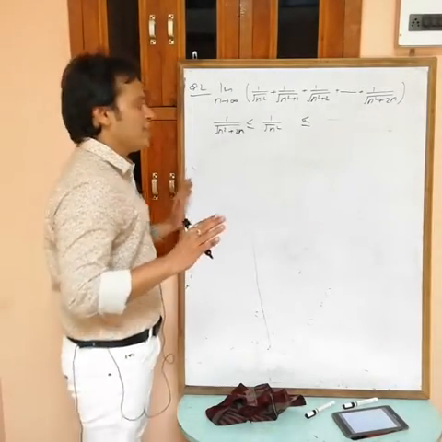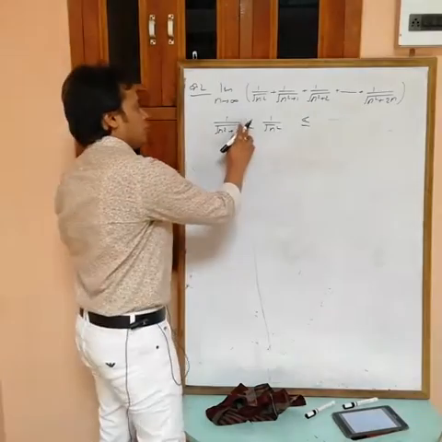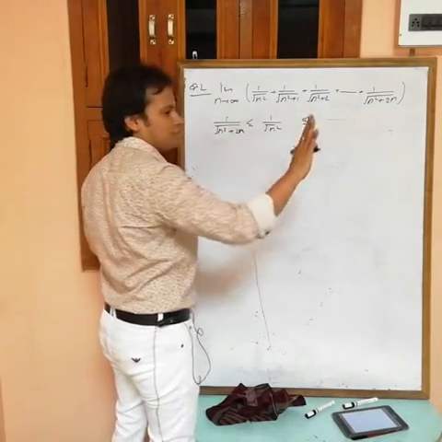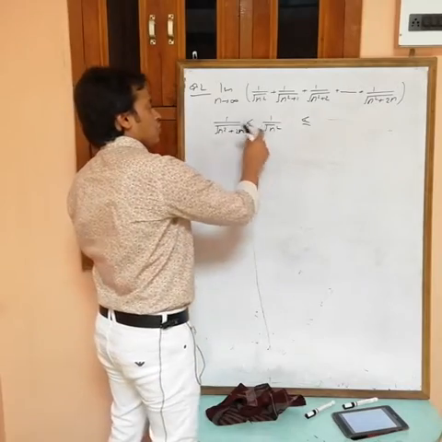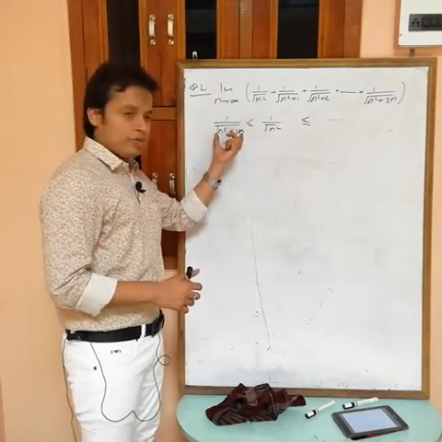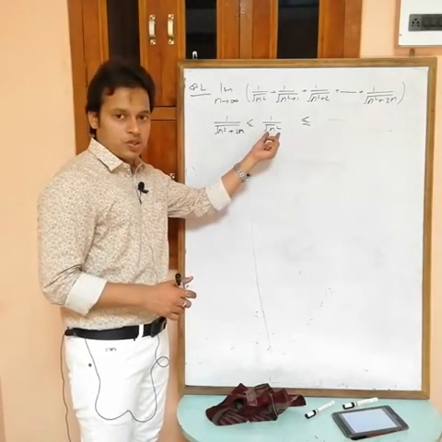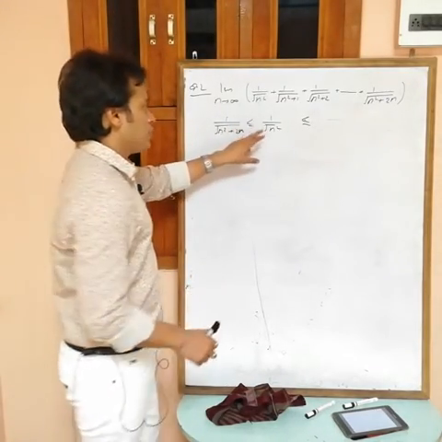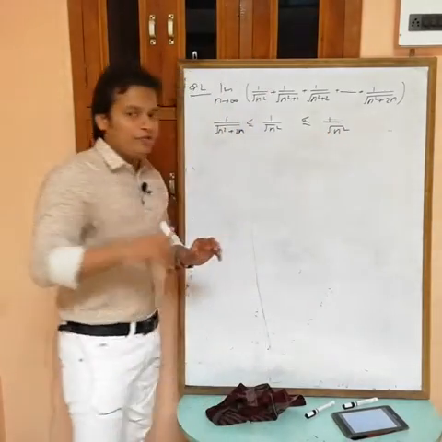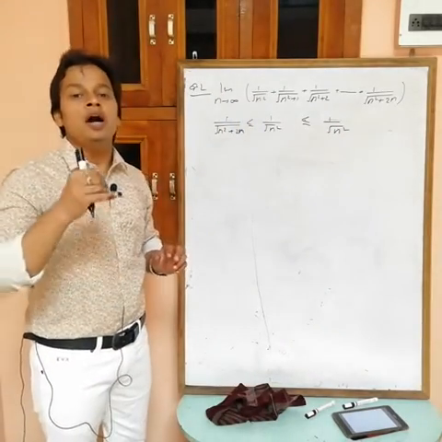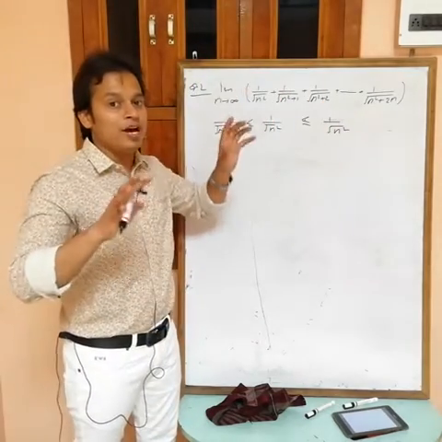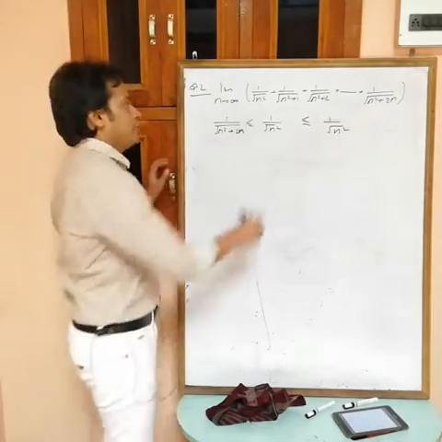There is no exact value, always a tending value. So this is always greater than or equal to this one. Obviously, in this one the denominator is higher, so the total value is less than this one, and this is always less than or equal to 1 by root n square. I am comparing with the least and highest value. This is the least value and this is the highest value, and the same I will do with every term.